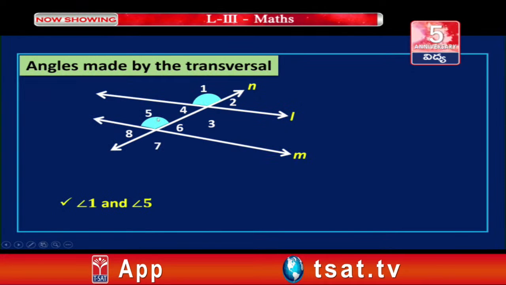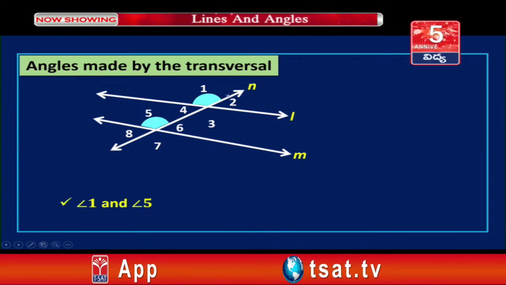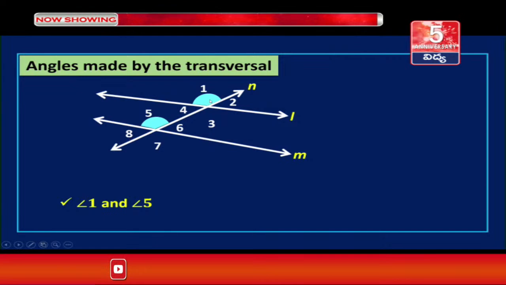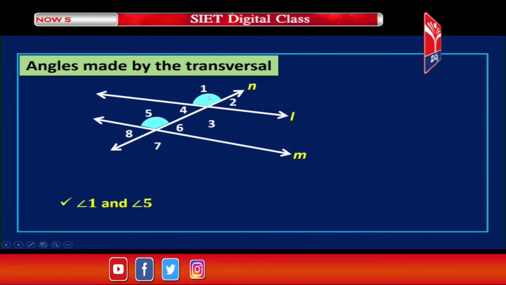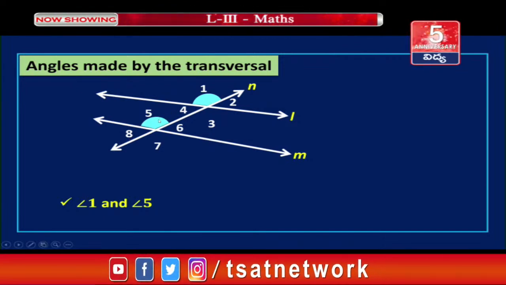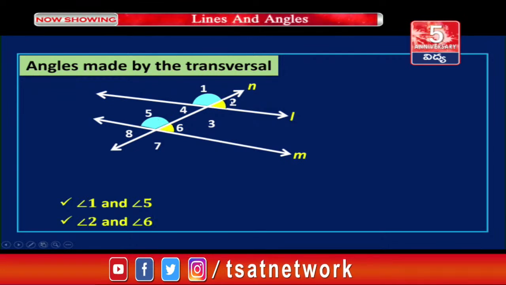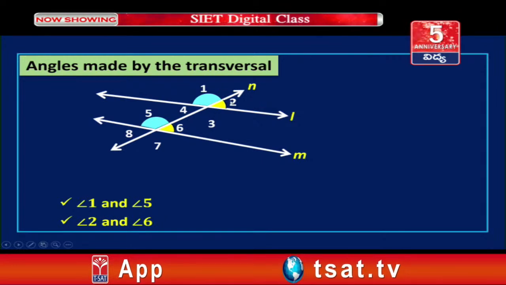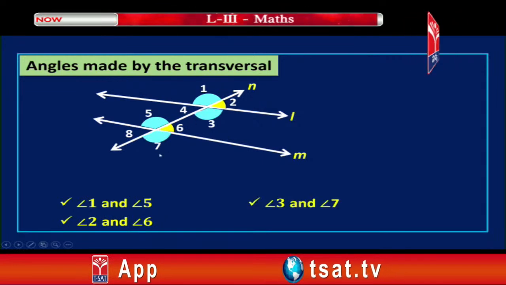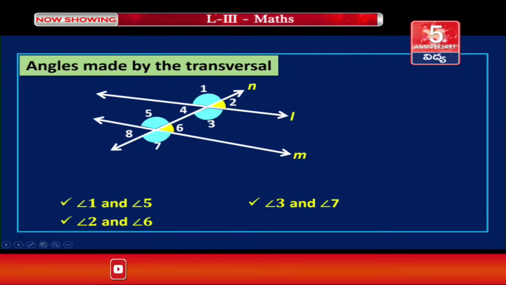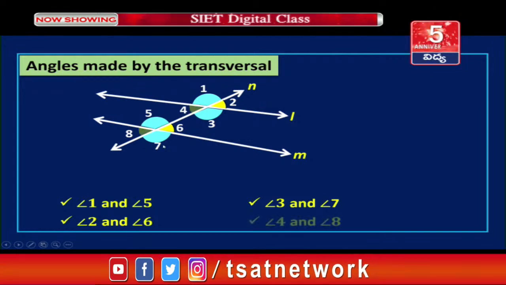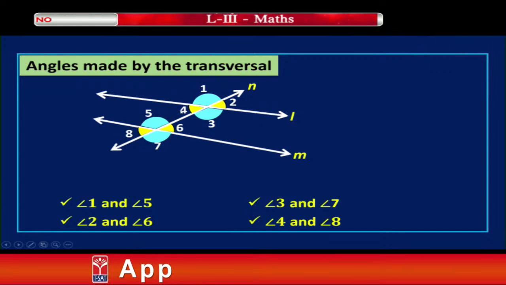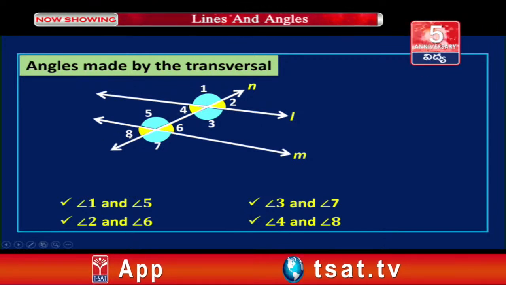Angle 1, angle 5 are on one side of the transversal. Angle 1 is an exterior angle, angle 5 is an interior angle. Angle 2 is exterior, angle 6 is interior. It is also on one side. Angle 3, angle 7, it is also on one side. Angle 3 is interior, angle 7 is exterior. Last one, angle 4, angle 8, it is also on one side. Angle 4 is inside, angle 8 is outside.